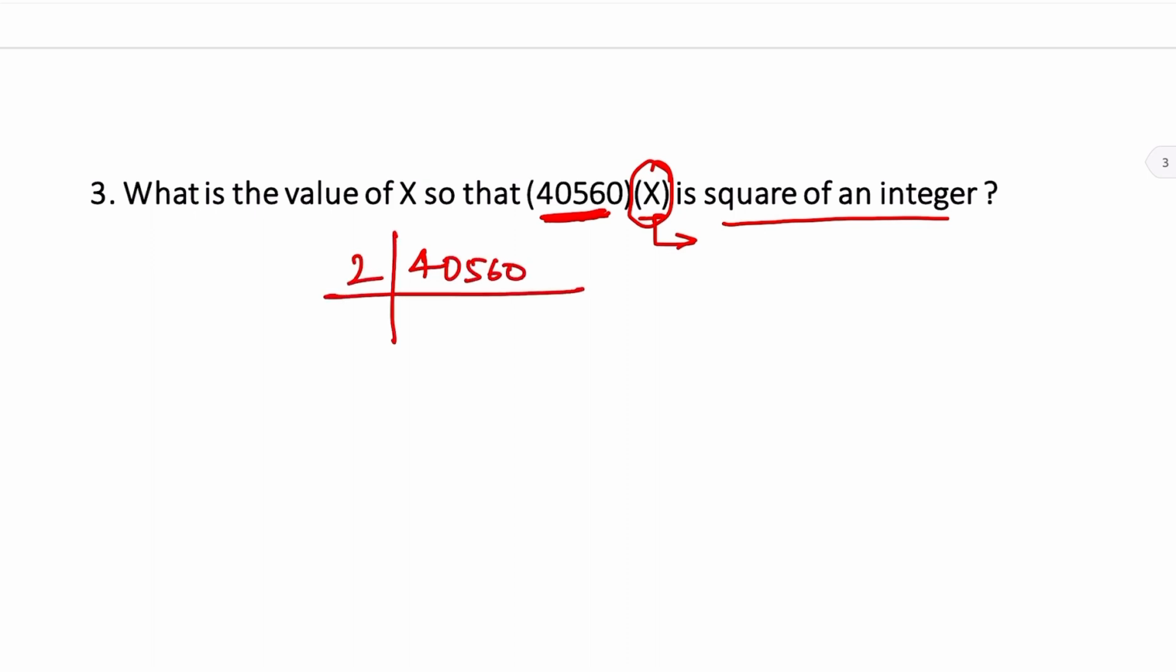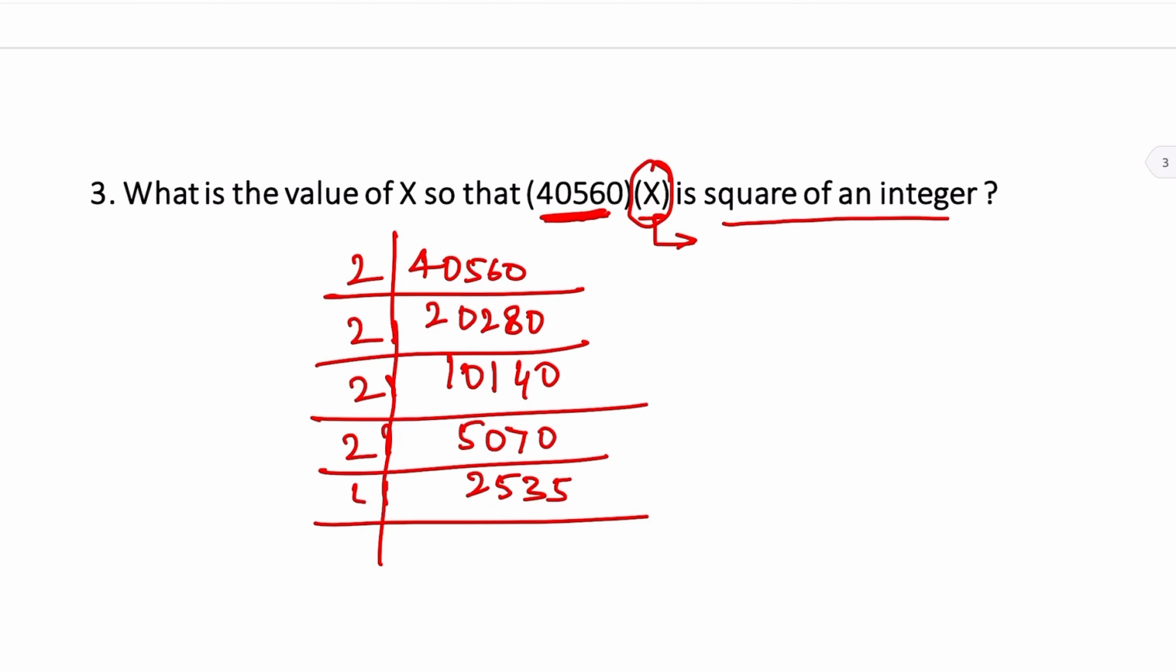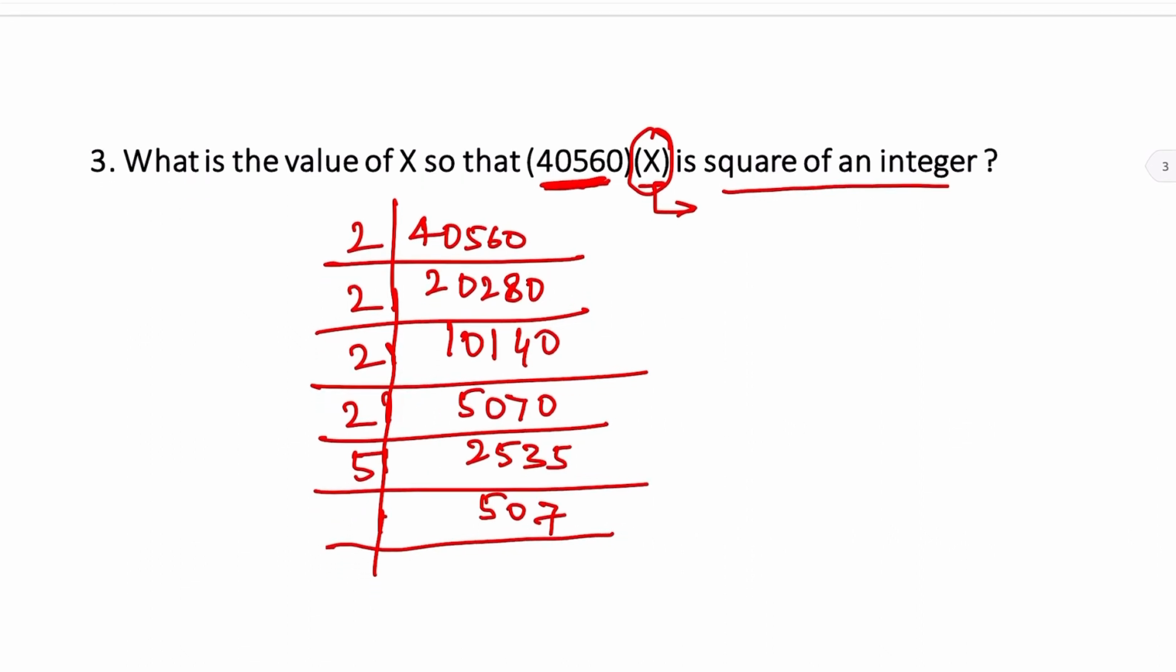So we will use 2 first. So 20280, then 10140, then again we will take 2, 5070, then again we can take 2, so it will be like this. Then we can take 5, so 507. 507 means 5 plus 7 is 12, so it is a multiple of 3, so we will take 3, so 169, and we know that 13 into 13 is 169, so that's why this.